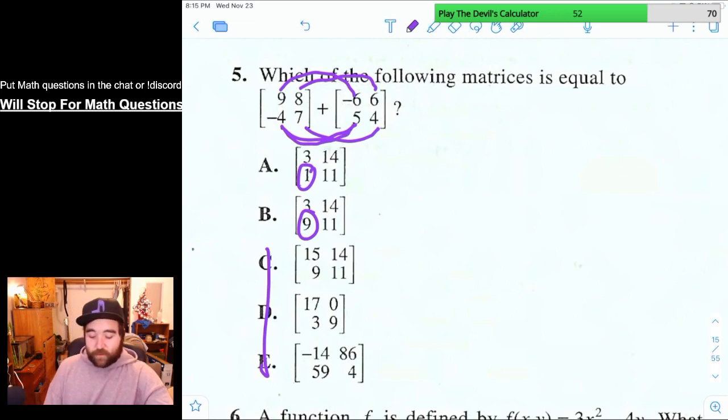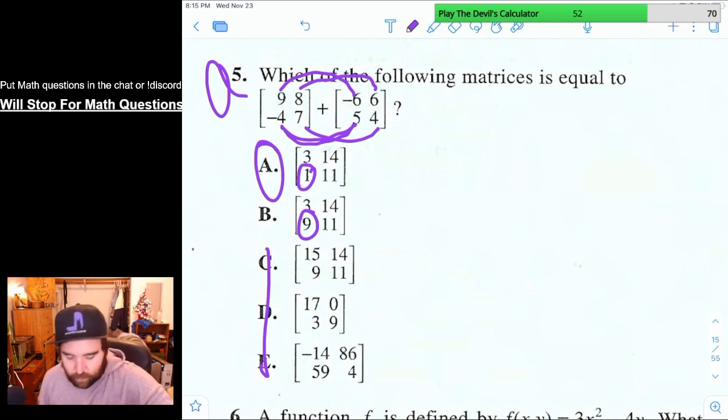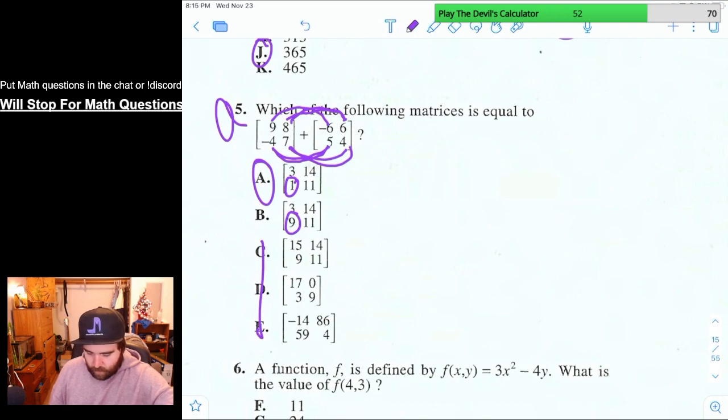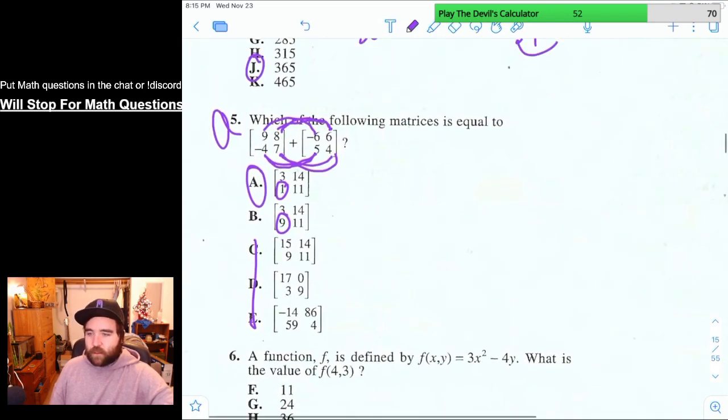Negative 4 plus 5 is a positive 1. So it's A. Then, of course, you see the 8 plus 6 is the 14, and the 7 plus 4 is the 11. But it's nice to focus on what's different, so you don't have to calculate everything.